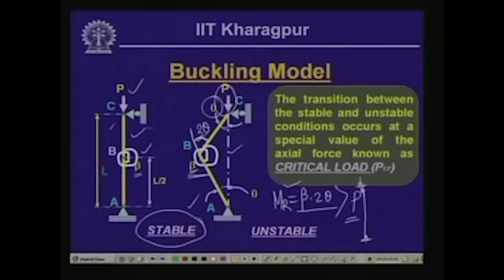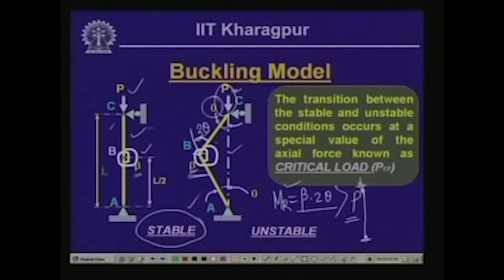Now, as you can see, when this rotational spring is giving a restoring moment, the axial load P is giving opposing action. That means it is trying to increase the movement of the point B, and thereby it tries to create destabilization in the system.